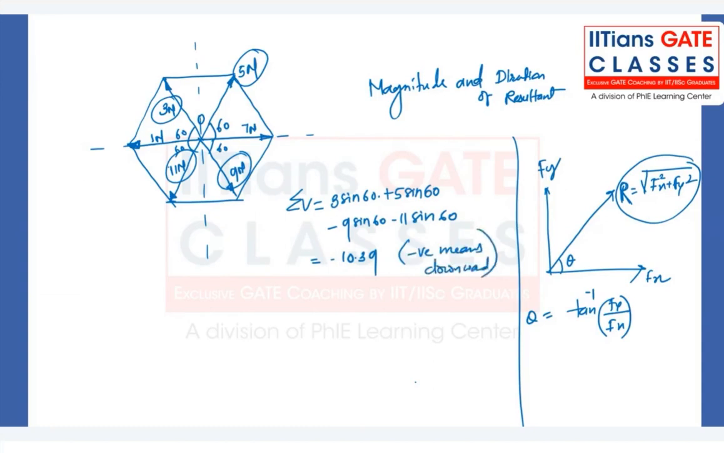12 Newton is the correct answer, but not on the x-axis. Check it again. What is the summation of horizontal forces? Now, 1 Newton is on the left-hand side, so I should consider the minus 1. Minus 3 cos of 60 plus 5 cos of 60, okay, plus 7, plus 9 cos of 60 minus 11 cos of 60. Okay, is anything missing? No. And if you solve them, you will get 6 Newton.